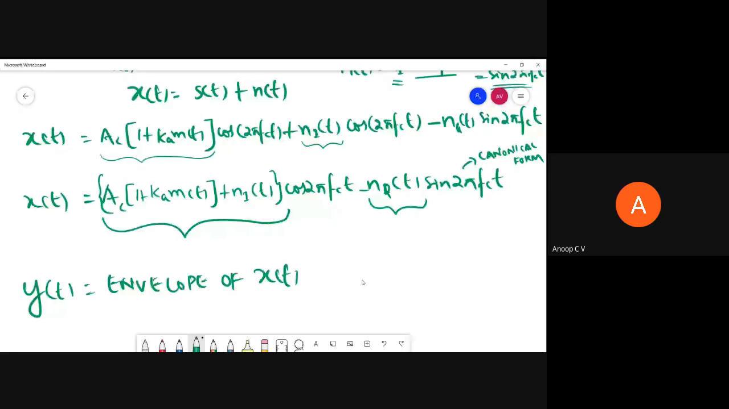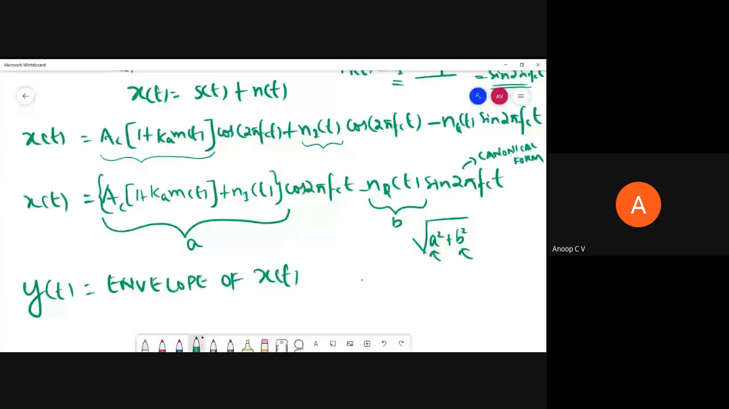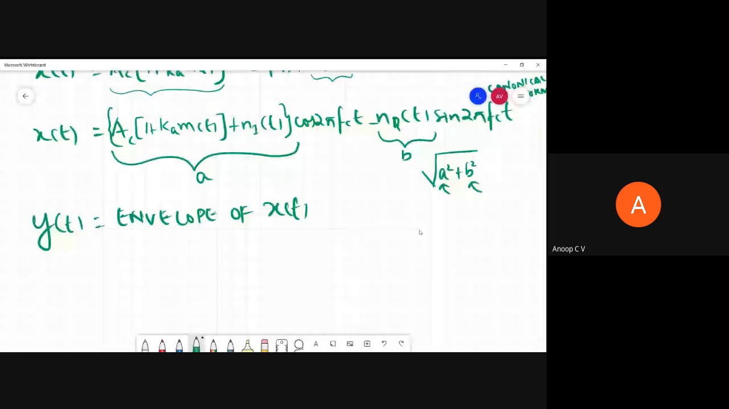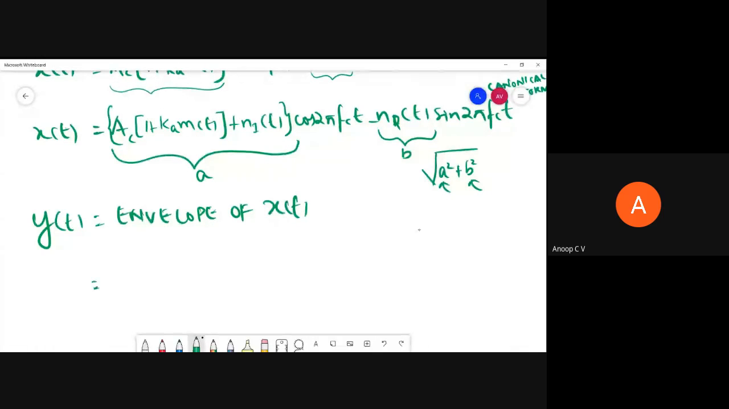So the envelope of x of t can be found as the square root of a square plus b square, where a will be the in-phase component and b will be the quadrature phase component. So here this entire thing is a and this entire thing is b, right? So we can find the envelope like that. So the envelope, that is y of t, is equal to, instead of square root, I am writing it to the power half, right?